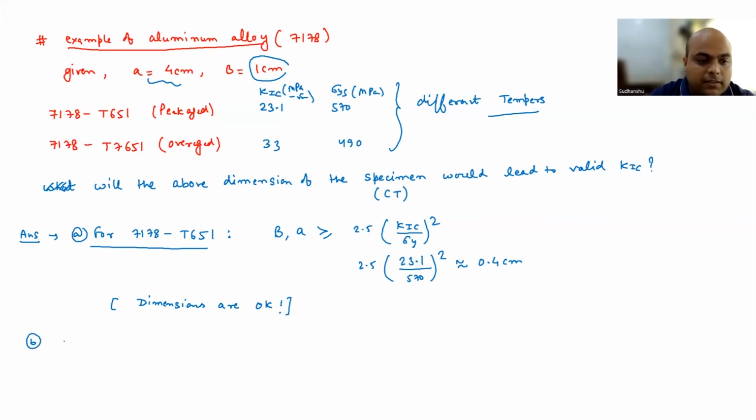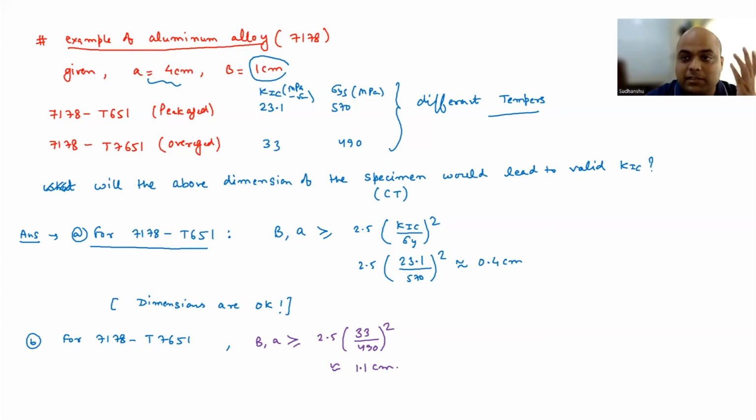Okay. Now this is A. Now let's do it for another alloy, 7178 T7651. Okay, so same procedure. So B and A have to be greater than 2.5 (K1C over sigma y) squared. What is K1C here? It is 33 and sigma y is 490. If you do that, it will come out to be nearly 1.1 centimeter. Okay. Now A is 4 centimeter.